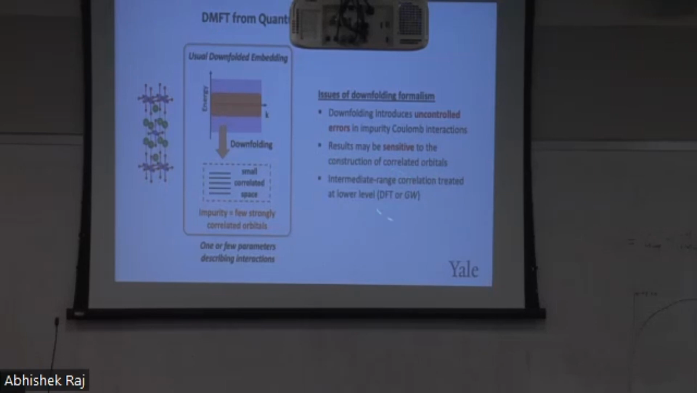And the third thing is less of an issue, but still, there is your intermediate range correlation. We're not even talking about long range interactions. We're just talking about the interactions beyond these 5 orbitals. They are treated at a lower level of theory, DFT or GW. Sometimes that is a pretty good assumption, but not always a good assumption.